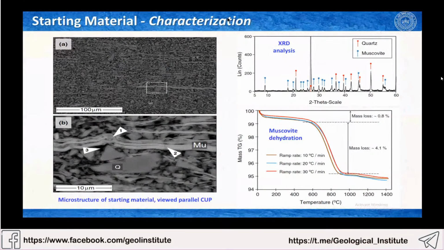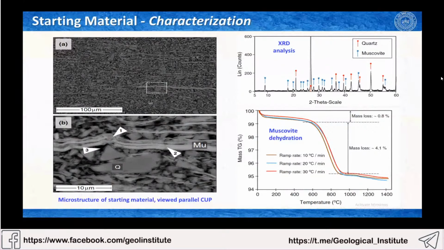You can see here, observed under scanning electron microscopes in BSE mode, these are the thin layers you see. These are muscovites, and these blocks are quartz. These are some zoomed views. The XRD analysis of these initial samples showed that it has only quartz and muscovite.